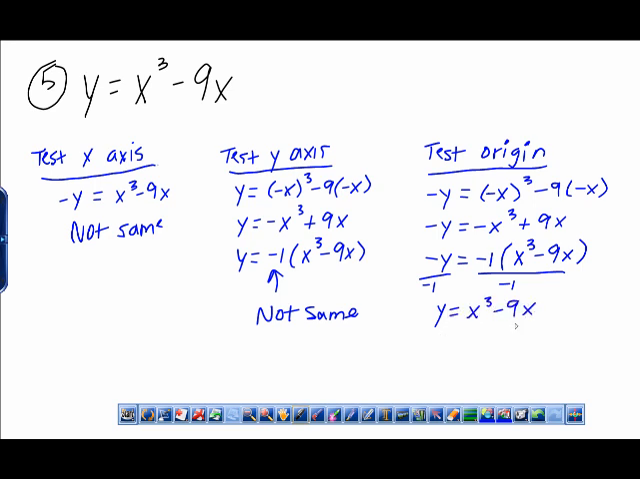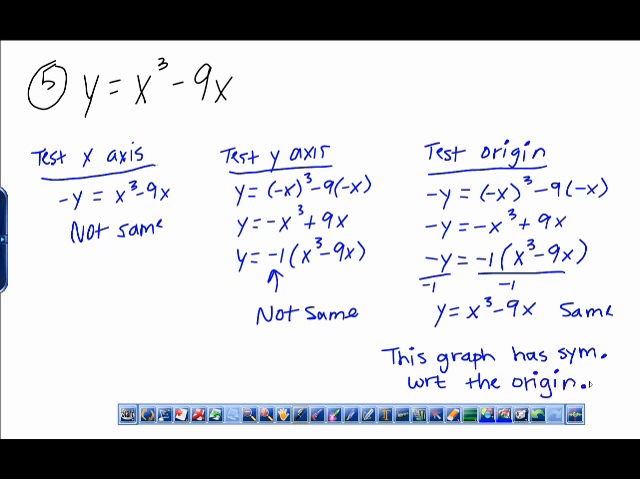And if you can get this, which is the same, that tells you that this graph has symmetry, and you'd write it out like this. This graph has symmetry, you can abbreviate, with respect to the origin, meaning there's a 180-degree rotational symmetry. Okay, not all cubics. Well, I don't want you to try to memorize any rules here. I want you to use these tests, and I'll leave it at that. Bring your questions to class.